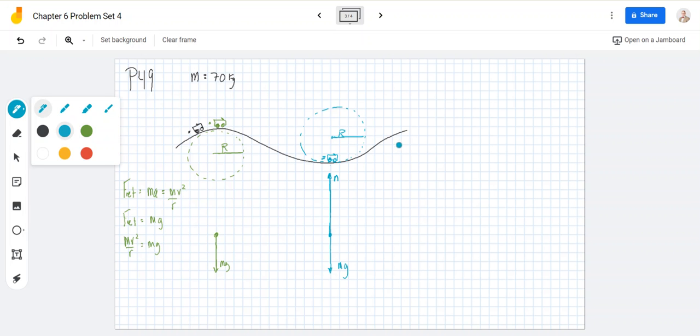So over here, when I look at it, I notice that the net force is equal to mv squared over r again, because we have the same circular situation. This time, the net force is equal to N minus mg. So if I set these equal to each other, now I want to solve for the normal force.